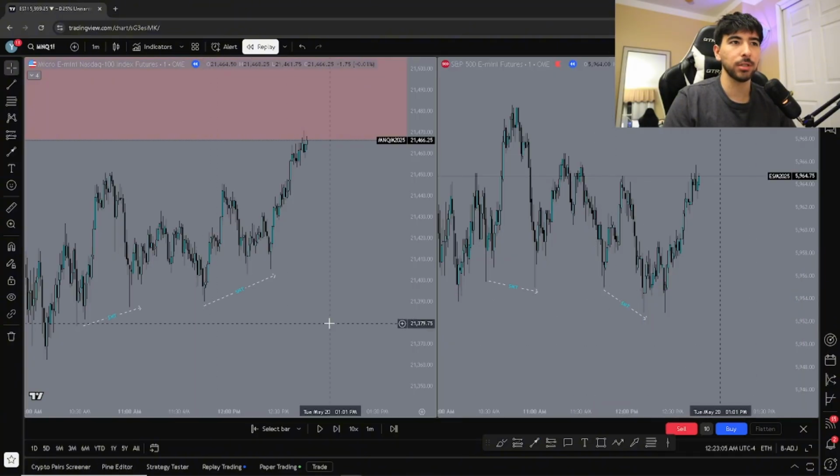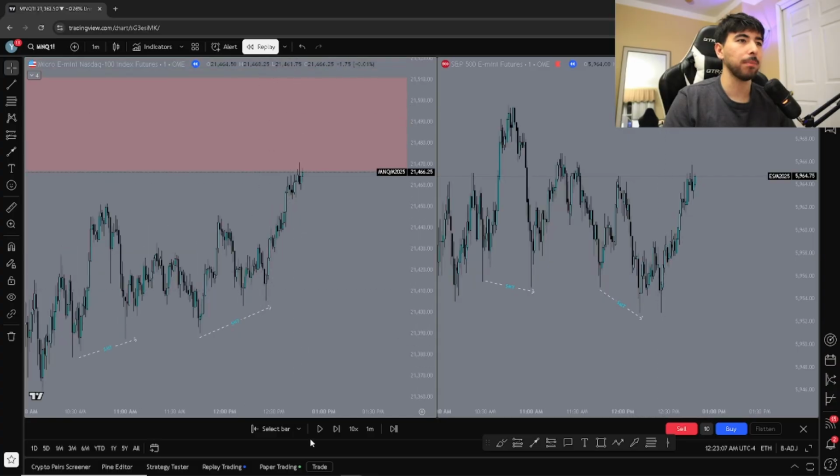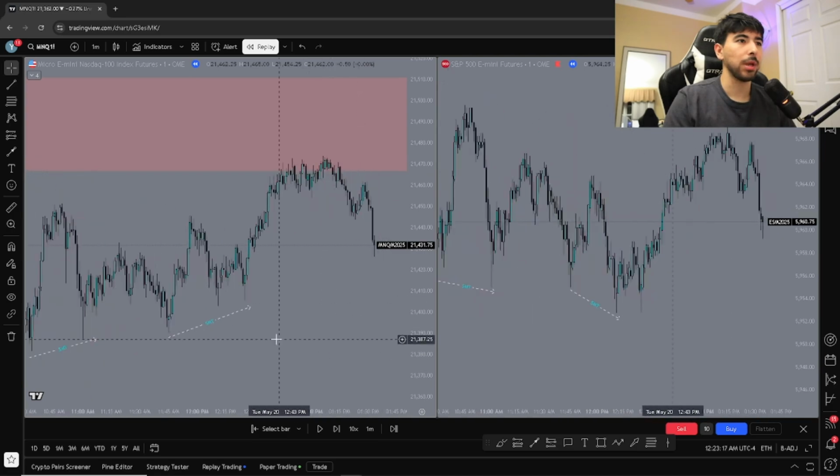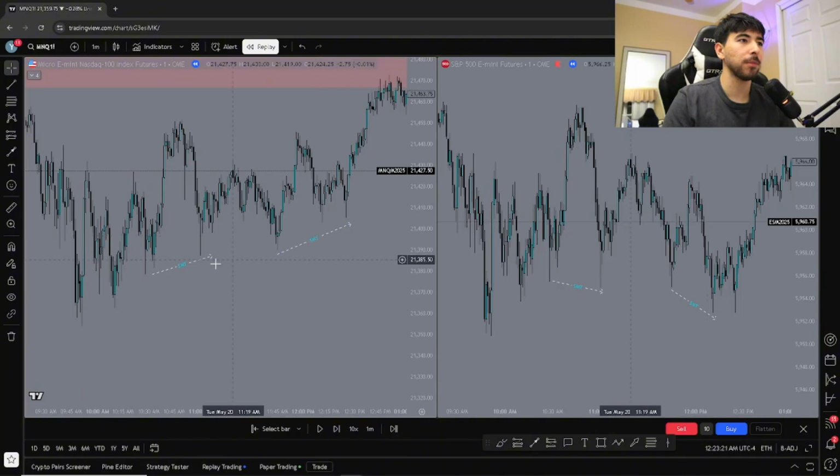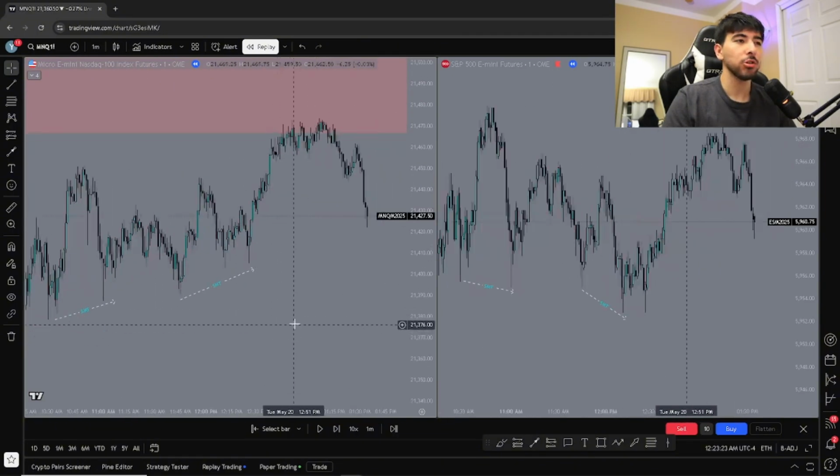And what did price end up doing? We ended up pumping up. How much more did we pump up? Crazy. Very, very nice. We had this nice pump up, which was triggered and sponsored from these SMT divergences. So that right there is basically your SMT divergences.